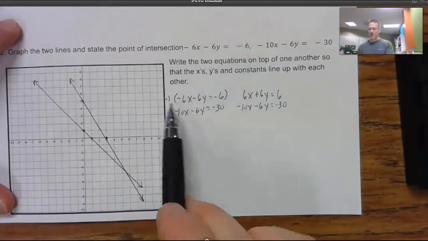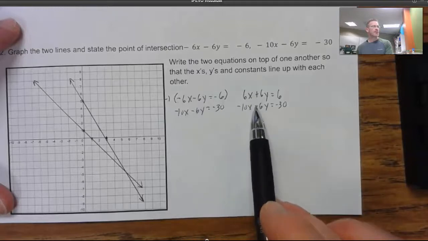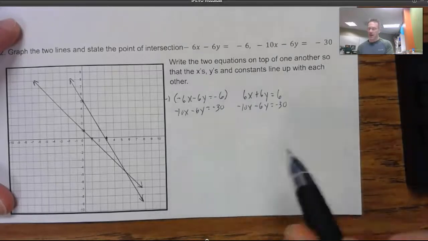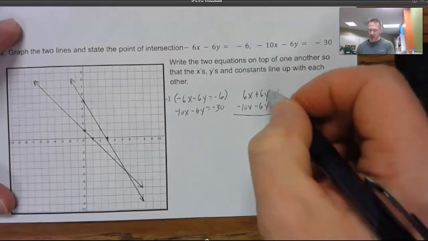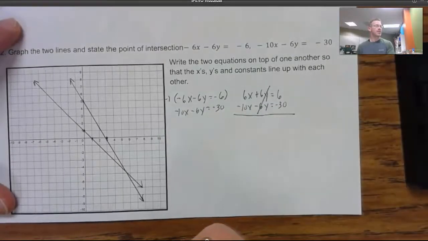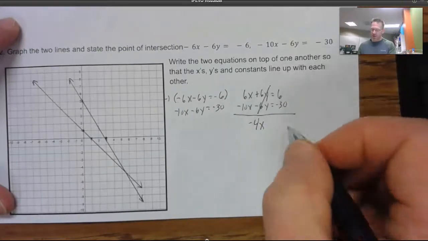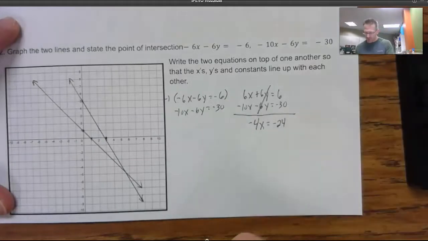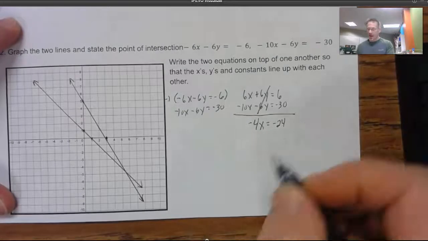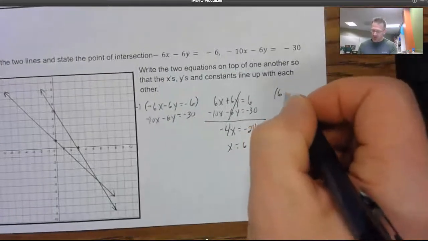Notice now, by multiplying this top equation by -1, I've created a situation where my y's are opposites, and they will eliminate. So 6y minus 6y is 0. That's the goal. Now 6x minus 10x is -4x, and 6 minus 30 is -24. So there you go, and this gives me x equals 6. There's the first half of my point of intersection.